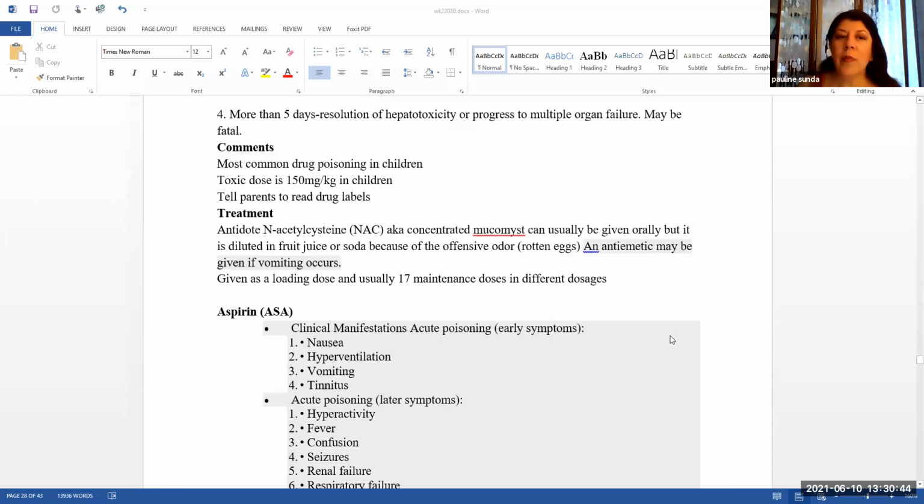It's very important for parents to read drug labels. This does have an antidote. It's called N-acetylcysteine, abbreviated as NAC, also known as concentrated Mucomyst. This is usually given orally, but it can be diluted in fruit juice or soda. And you would do that because it smells really, really bad. It smells like rotten eggs.